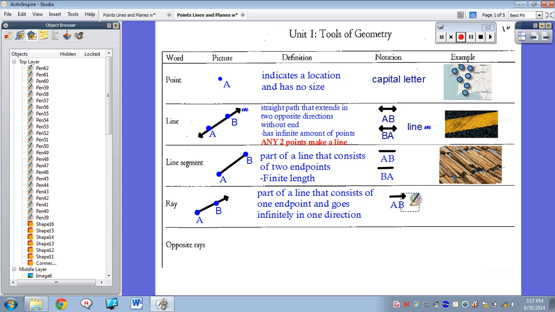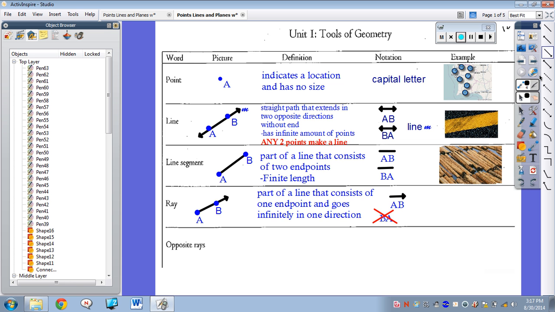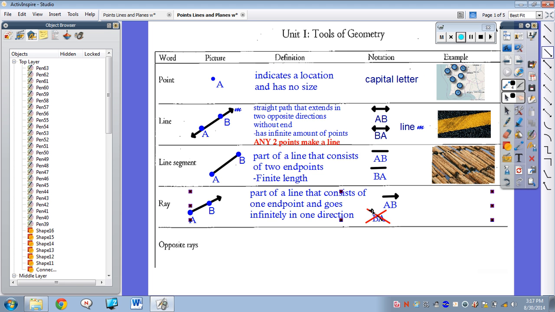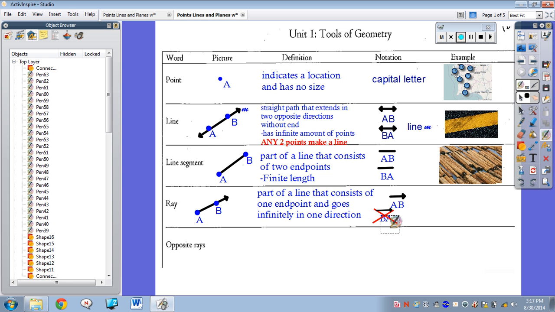The notation for a ray. Remember, you had arrows on either side for a line. You had no arrows on either side for a segment because it stopped in either direction. And for a ray, you only have an arrow on one side because it starts from A and then only goes in the direction towards B. So you have to label this as ray AB. What is not allowed is ray BA, which should also have a ray symbol on top. But this is not a correct way to name this ray.